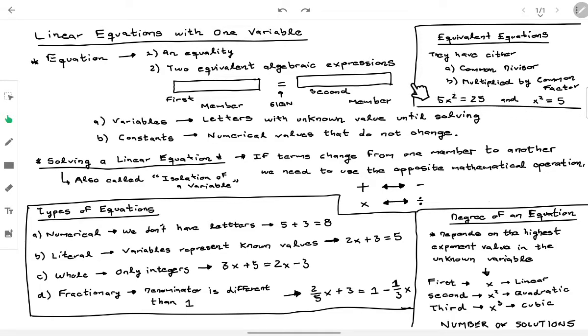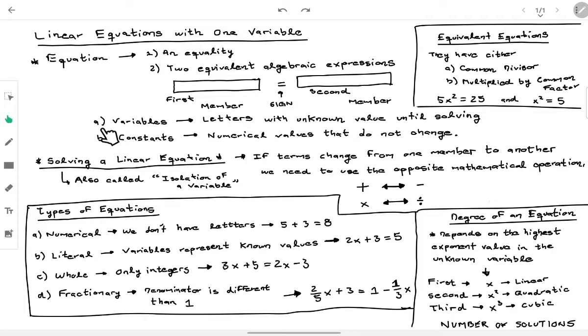So that's very important. Don't get confused between two equivalent algebraic expressions, that means one on the left, one on the right, and two equivalent equations. That means we have two equations that have either a common divisor or are multiplied by a common factor. So let's see, here we have that the left part of the equation is normally called the first member of the equation, and the second part of the equation, the right part, is called the second member of the equation. And of course, in the middle we have the equal sign.